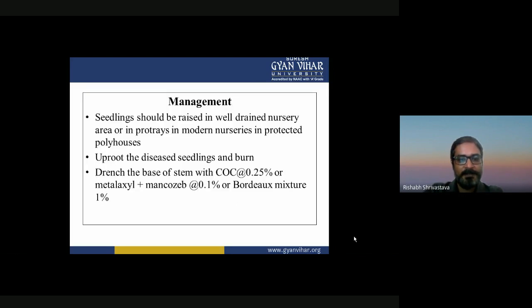Management. Seedlings should be raised in a well-drained nursery area or in portrays in modern nurseries in protected polyhouses. Uproot the diseased seedlings and burn. Drench the base of the stem with COC at the rate of 0.25% or metalaxyl plus mancozeb at the rate of 0.1% or Rhodium mixture at the rate of 1%.